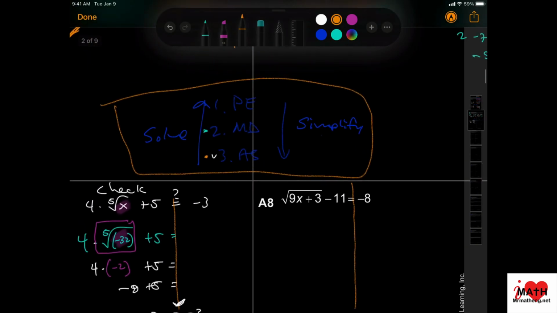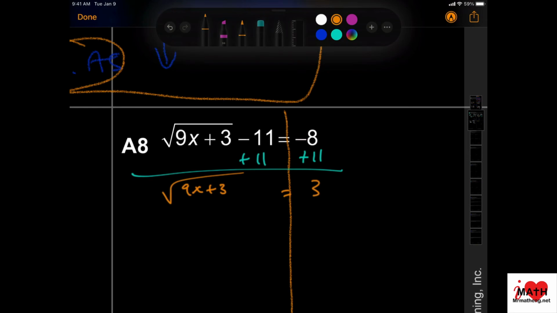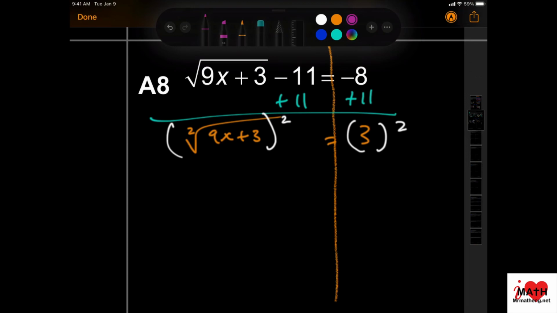Remember, use the opposite of PEMDAS. So start down here if you're going to solve, which means we're going to add 11 to both sides. The square root of 9x plus 3 equals 3. We're going to identify the index, which is a 2, so I'm going to square both sides. What this allows me to do is this 2 and the radical sign go away, so we're left with just the radicand, the numbers inside the radical: 9x plus 3 equals 3 squared, which is 9.